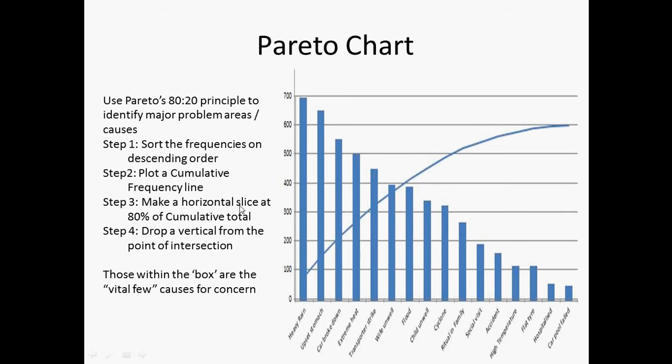I make a horizontal slice at 80% of cumulative total. That's it. 8 6 is 48, so around 480 I make a horizontal slice. Drop a vertical from the point of intersection. That's it. So whatever is within the box, those are the vital few which are of concern.